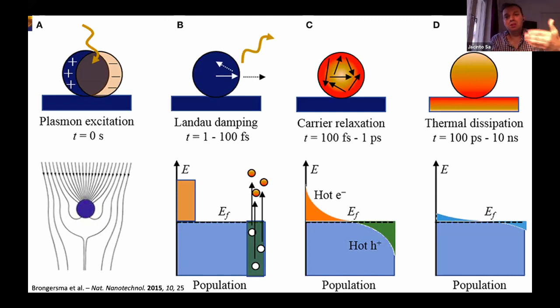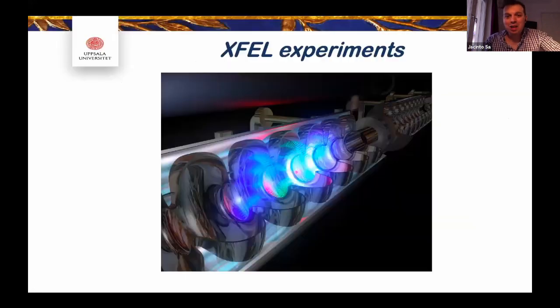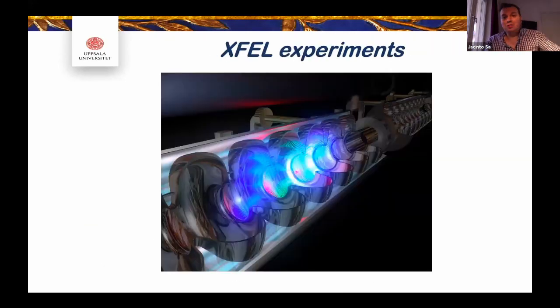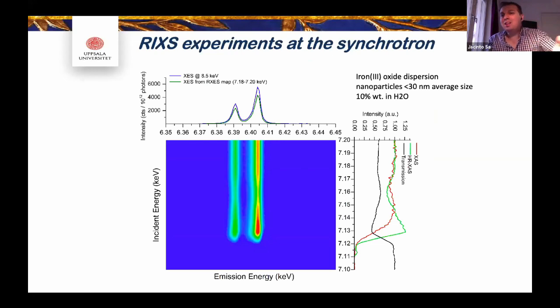So you should measure both the emission and absorption at the same time to get the complete picture of what is happening on the carriers in real time. So that of course means that we had to figure out how to do RIXS at the free electron laser. And I think there is a very nice study that has a kind of a parallel why RIXS is important.